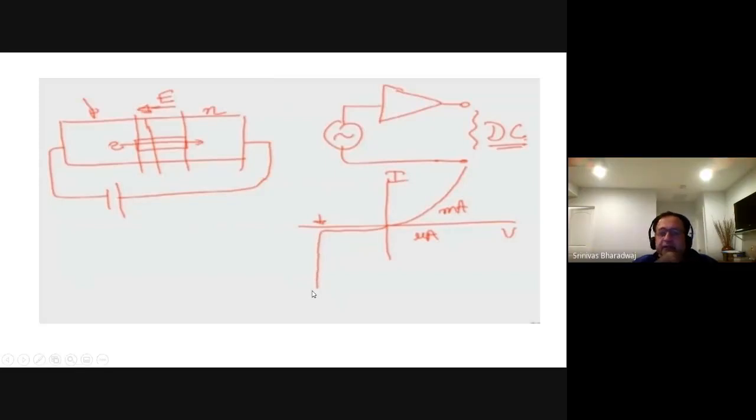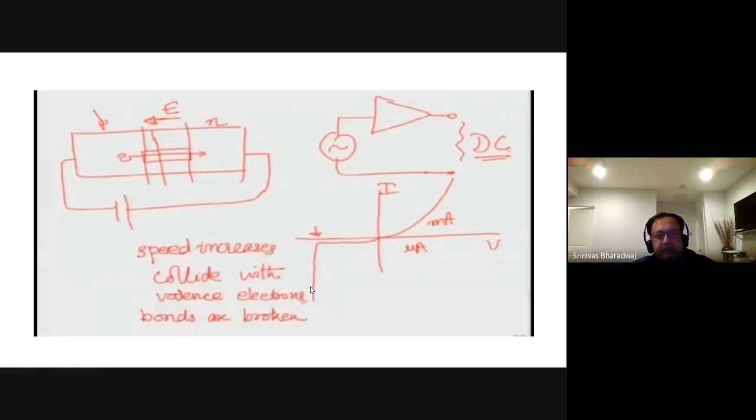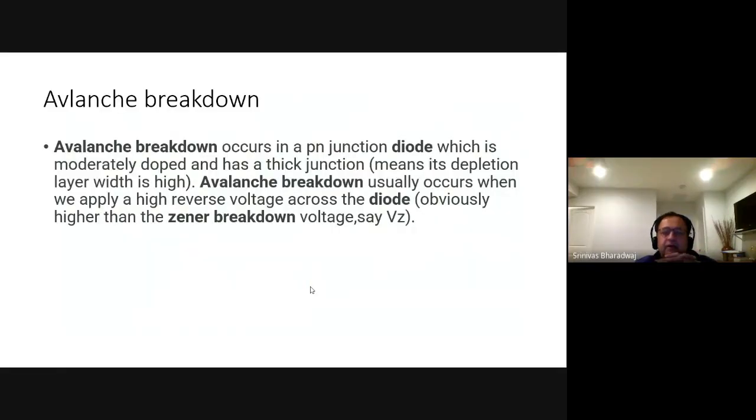So in the I versus V curve, at a certain point, when you increase the voltage beyond that point, the current will start flowing, and very, very quickly. That is how avalanche breakdown happens. The carriers' speed increases, they collide with the valence electrons, and the bonds are all broken. Everything breaks. So that's avalanche breakdown. It occurs in a p-n junction which is reverse biased, and usually occurs when you apply a very high reverse bias voltage across the diode.